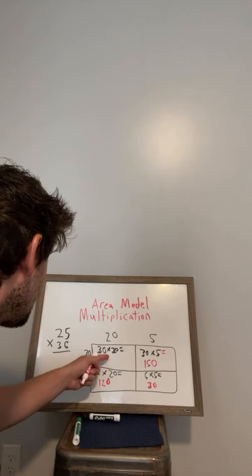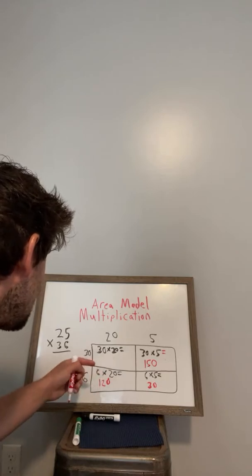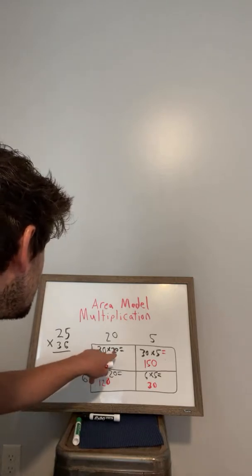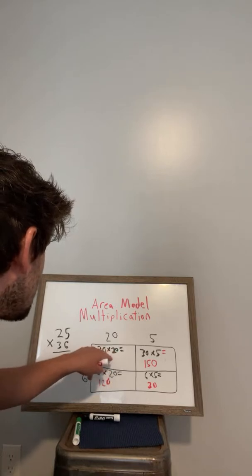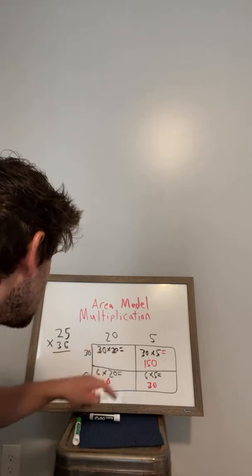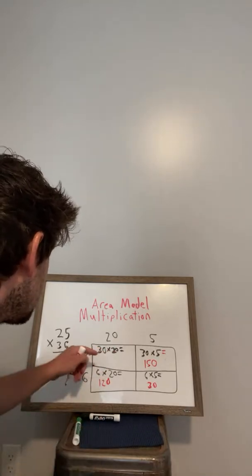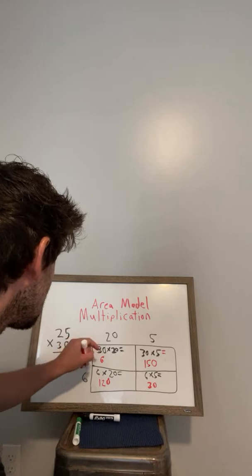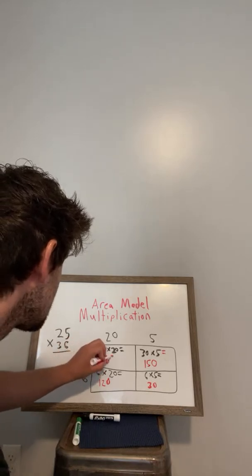30 times 20. So here we're going to multiply 3 times 2. And since there are 2 zeros in this number sentence, we're going to add 2 zeros to our answer, because the number 30 has a 0 and the number 20 has a 0. So 3 times 2 equals 6. We're going to add both the zeros there.